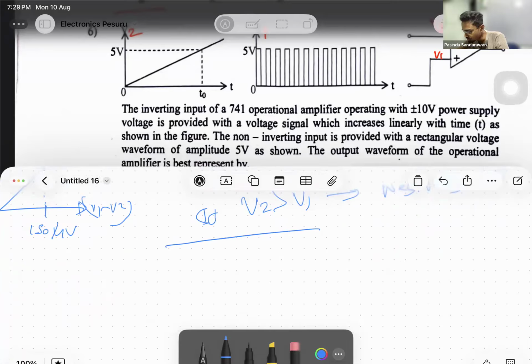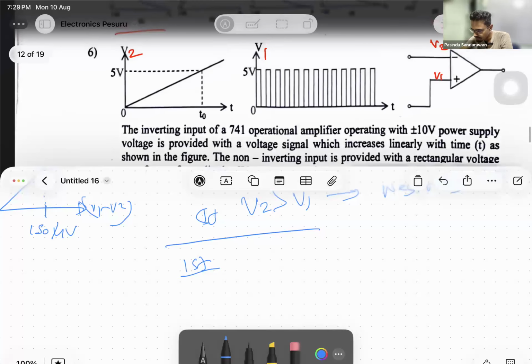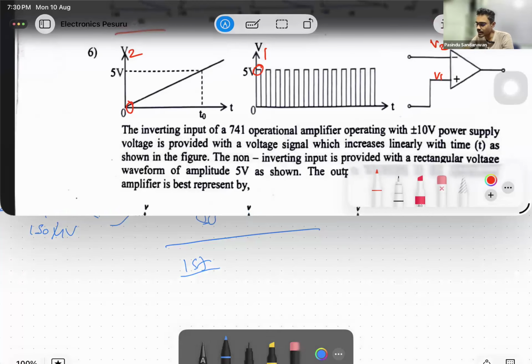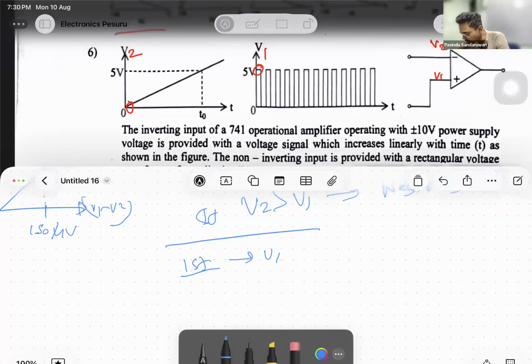If you check for the first time interval, V1 is 5 volts, but V2 is less than 5. In the first time interval, V1 is greater than V2. Then it is positively saturated, which is called plus V out set. Plus V out set is equal to Vs in an ideal op amp. Vs is the operating voltage, meaning supply voltage, plus or minus 10, so plus V out set is plus 10.